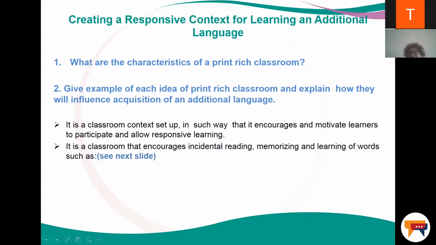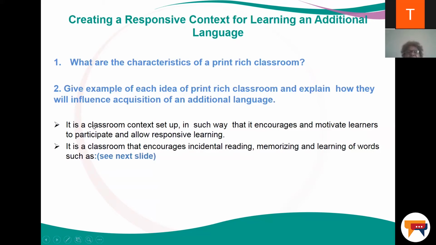What is a print-rich classroom? Give examples of each print-rich classroom idea and explain how they will influence the acquisition of an additional language. If you say print-rich classroom, create a responsive context. What do you have? What ideas did you bring into the classroom? What is it that you have put in the classroom to say this is a print-rich classroom?